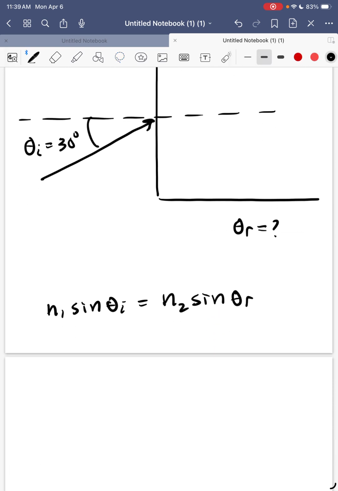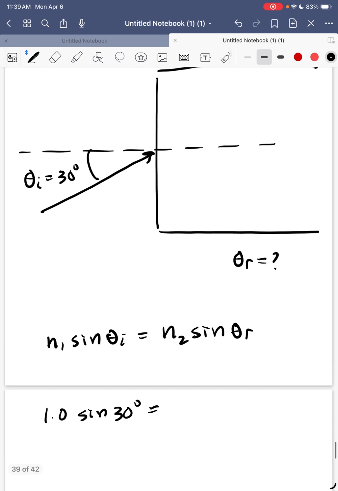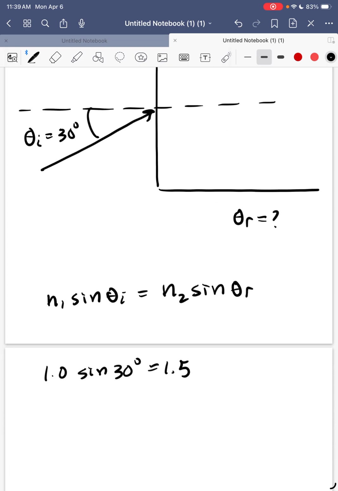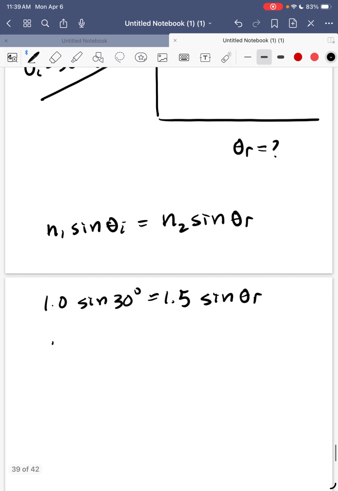So n1 in air is just 1.0. And the sine of our angle, we say it's coming in at 30 degrees. And the index of refraction of glass is 1.5, we said. And now what we have here is the sine of the refracted angle. So that's the unknown. We're going to leave it like that. So in order to solve for the unknown, I can say 1.0 sine 30 divided by 1.5 is going to equal the sine of theta r, like that.